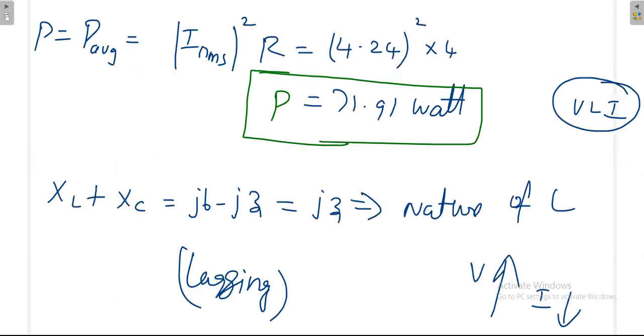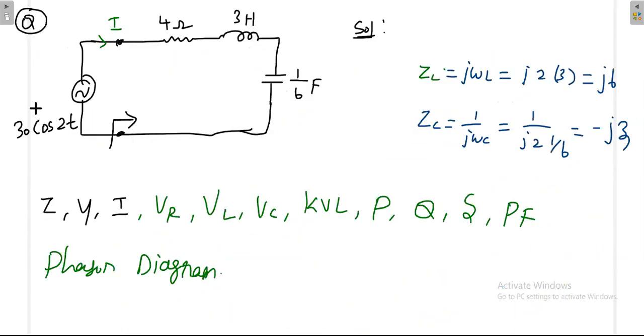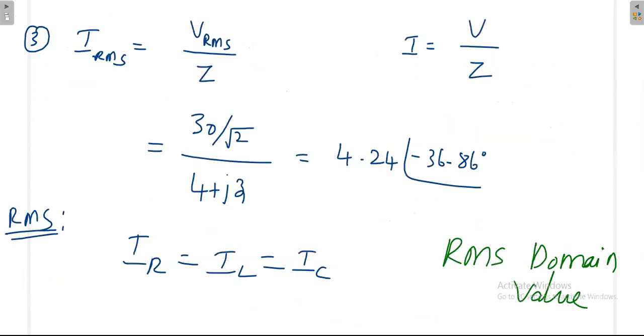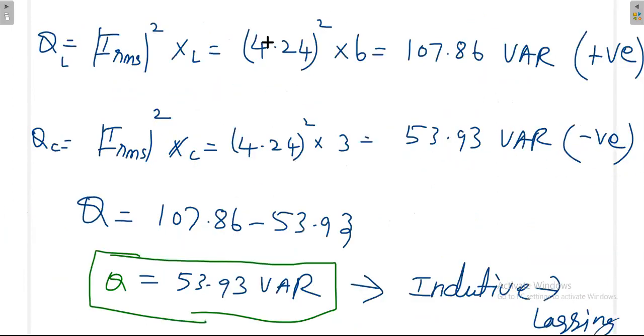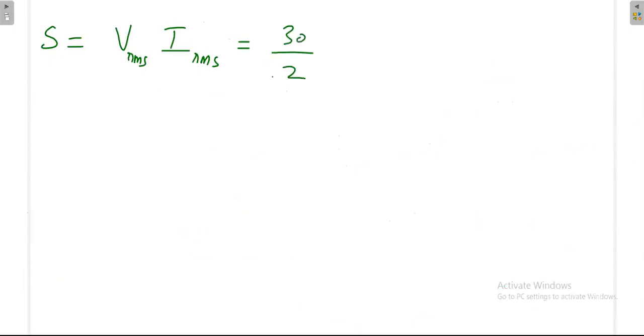So what is the supplied voltage here? Supplied voltage is 30, but you have to write it in RMS. What is the supplied current? Supplied current is 4.24, but that is already in RMS. So you take 30 divided by root 2 into the IRMS value, 4.24. Then finally, what is the answer? 89.93.